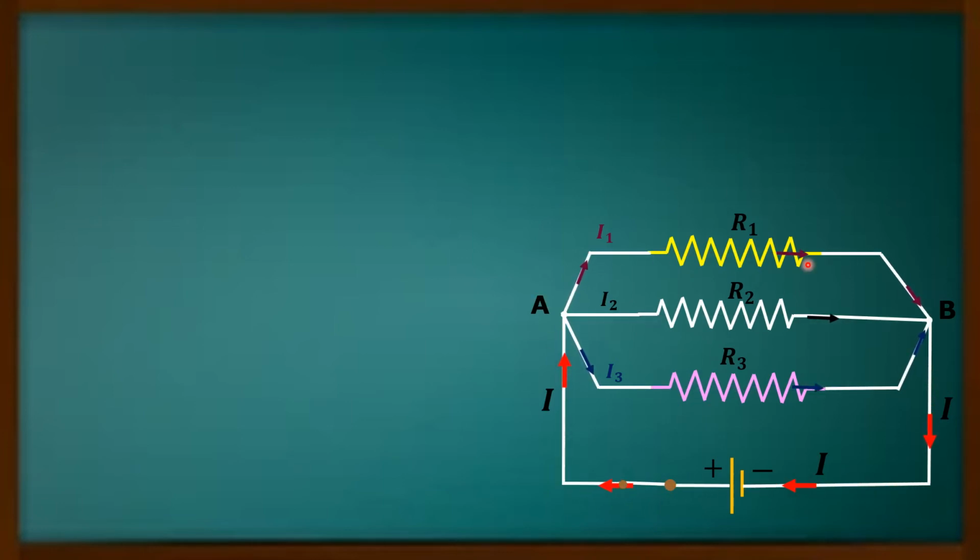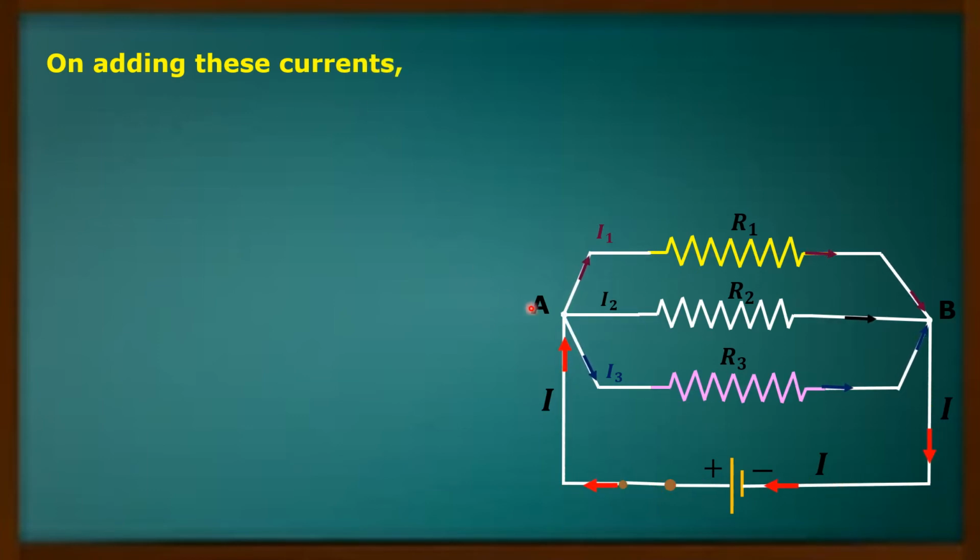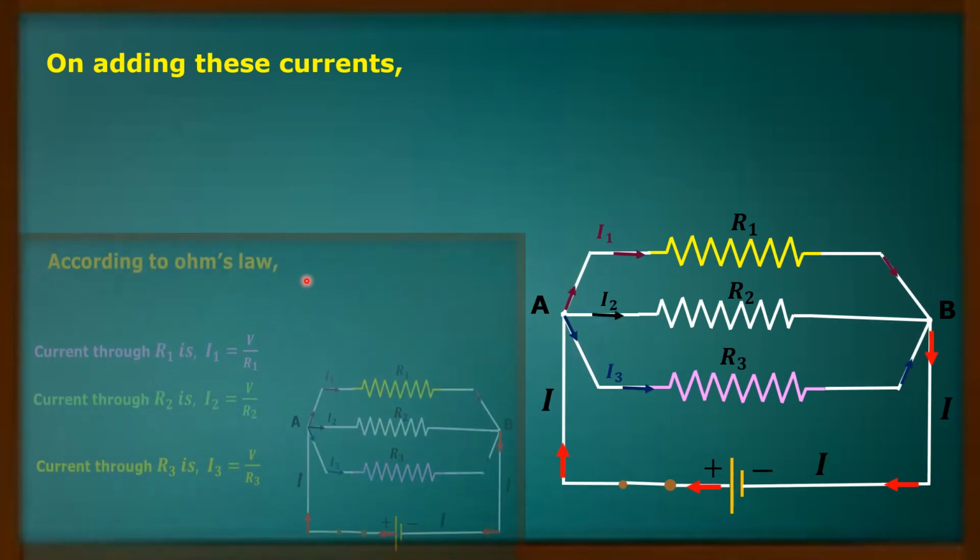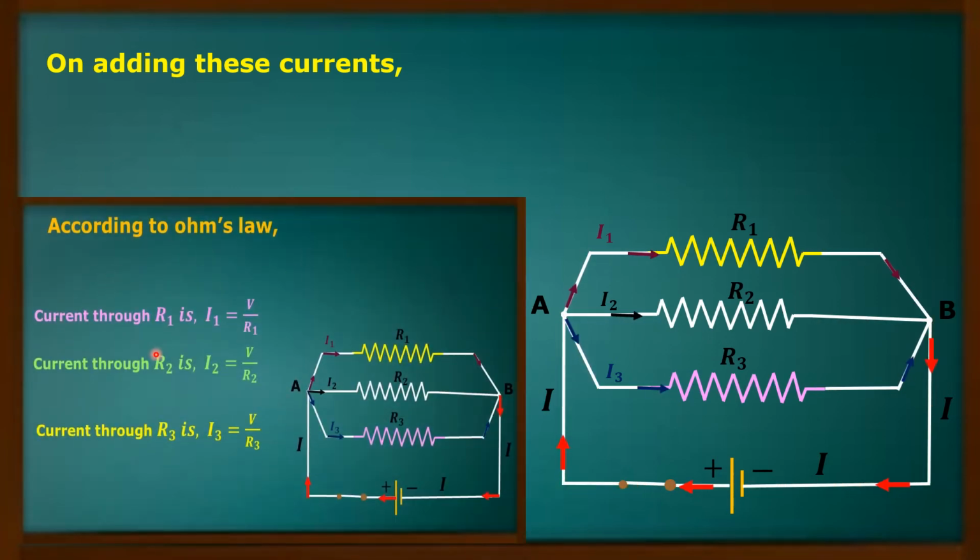See here, on adding these currents, you have seen just now the values of I1, I2 and I3 according to Ohm's law. I will bring back the same board once again. You see here, according to Ohm's law, current through R1 is I1, current through R2 is I2 and current through R3 is I3. These are their values. I will just sum up these three values here.